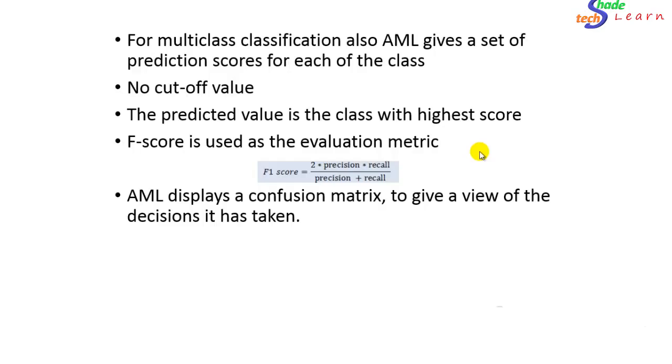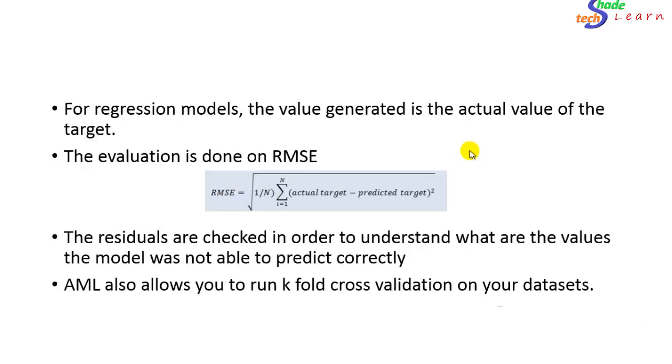For regression models, the value generated is the actual value of the target, and the evaluation is done based on RMSE, which is root mean square error. Root mean square error is calculated as the square root of the sum of (actual target minus predicted value) whole square, divided by the total number of observations that you have. The residuals, which is the difference between actual and the predicted value, are checked to understand what are the values the model was not able to predict correctly. AML also allows you to run k-fold cross validation if you want a better evaluation on your dataset.